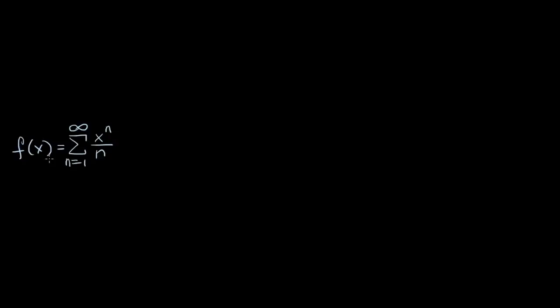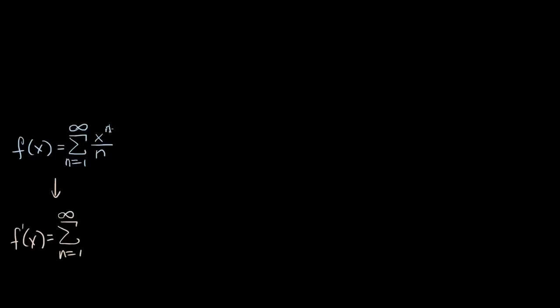Sometimes in our dealings with power series, we might want to take the derivative or we might want to integrate them. And in general, we can do this term by term. What do I mean by that? Well, that means that the derivative, f prime of x, is just going to be the derivative of each of these terms. So that's going to be the sum from n equals 1 to infinity.